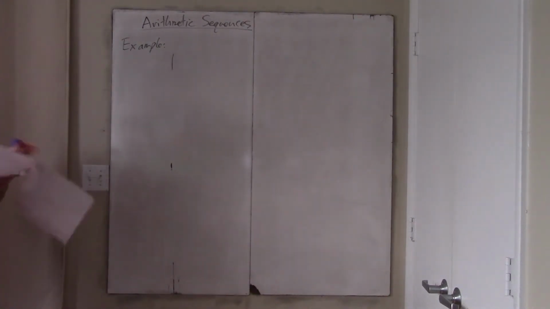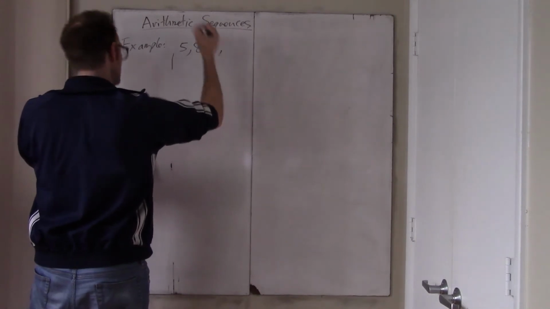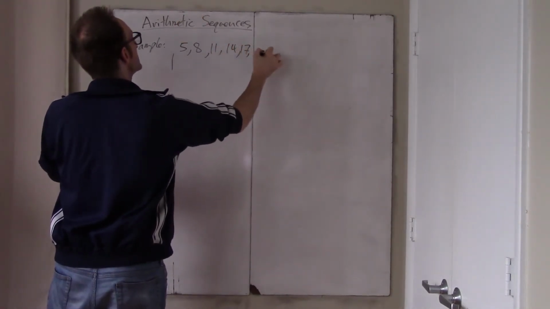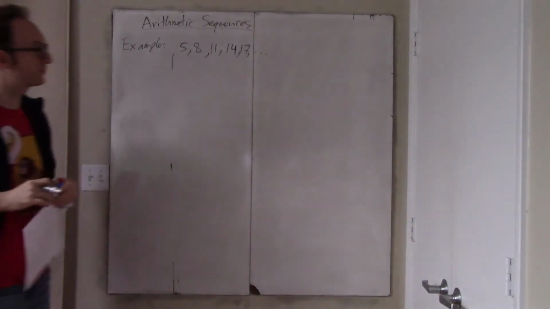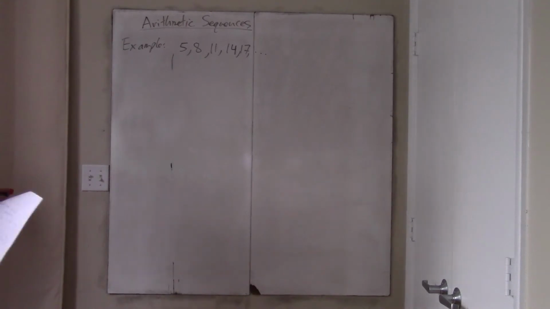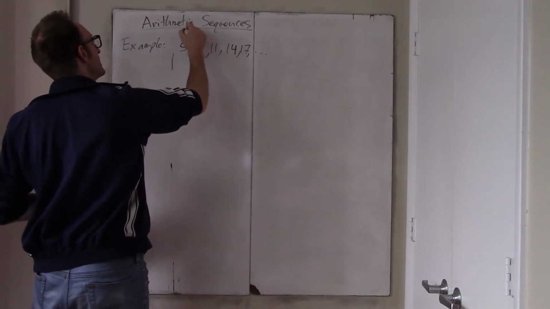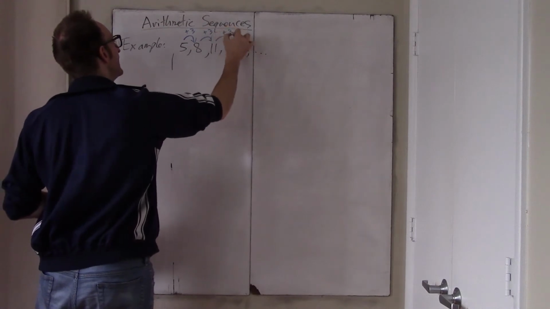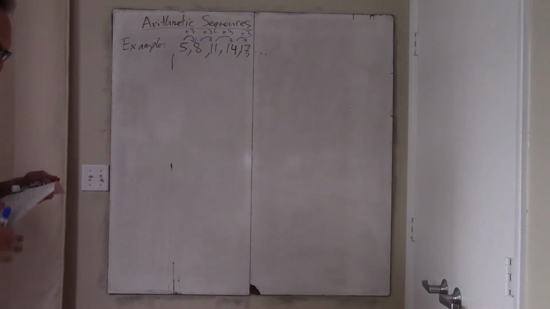Here's an example. 5, 8, 11, 14, 17, etc. Okay, what is the key feature of this arithmetic sequence? The key feature is that we increase by some sort of constant every single time. So we're going up by 3, up by 3, up by 3, up by 3, etc. Okay, so that's kind of nice.